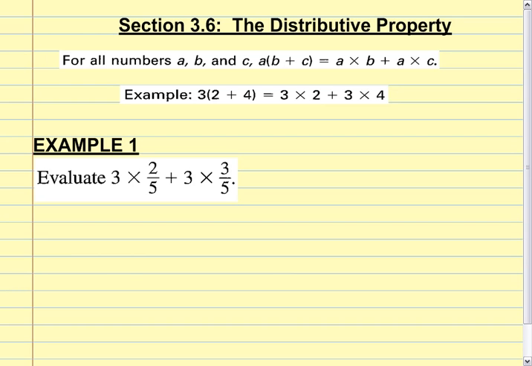The distributive property, learn it, live it, love it. You're going to be doing it forever. Okay? So learn it now. Now listen. Now let me say something.